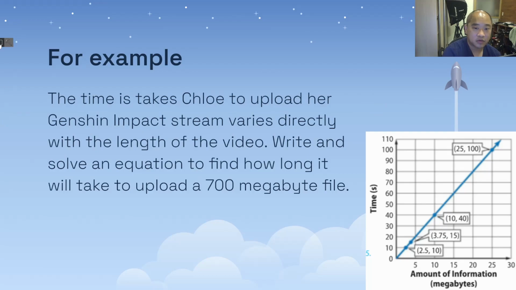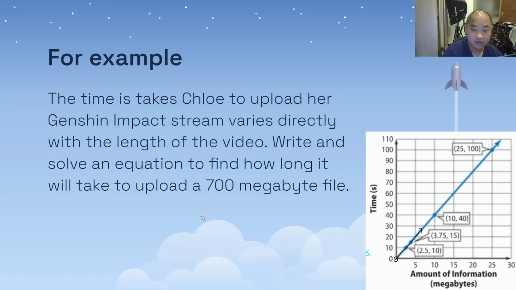So the time it takes Chloe to upload her Genshin Impact stream varies directly with the length of the video. So they're telling you now that this varies directly. And you can see here, it starts at 0, 0, and it's a straight line, so it varies directly. Write and solve an equation to find how long it will take to upload a 700 megabyte file.